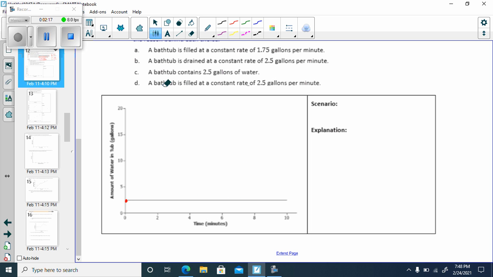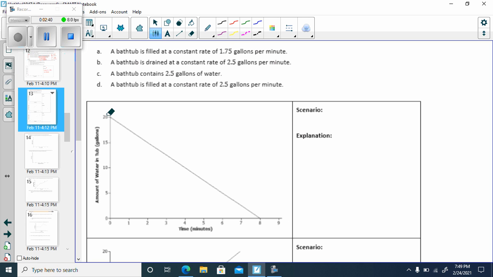So this is just a bathtub contains 2.5 gallons of water. Why? The water volume does not change. Okay. Let's look at the others.